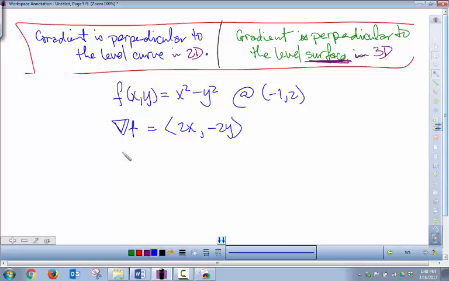And then to help us find the gradient at the specific point, we evaluate this at -1, 2. So this is -2, positive -4. Right? Is that right? Yeah. Okay.